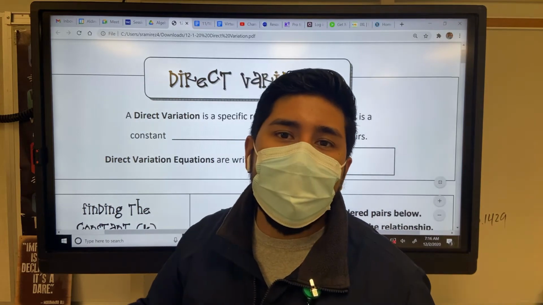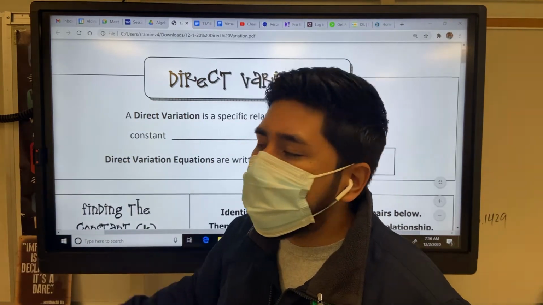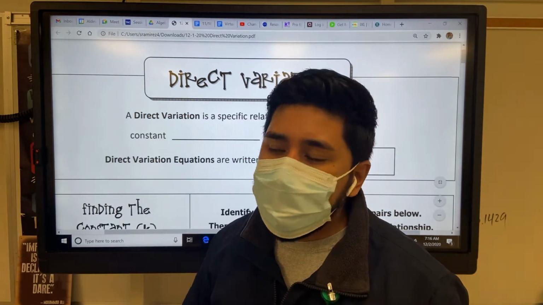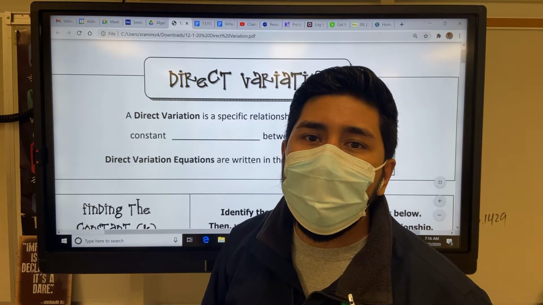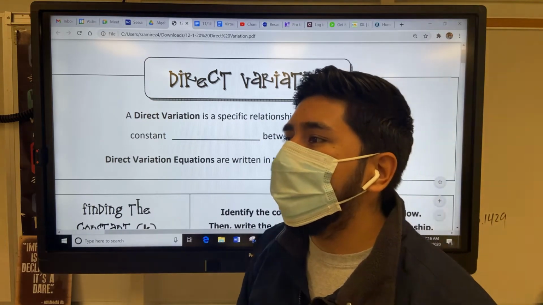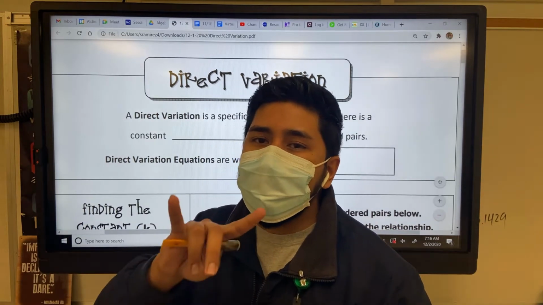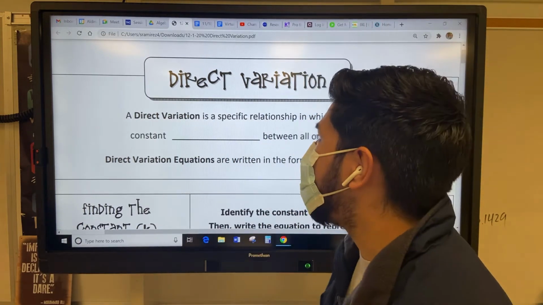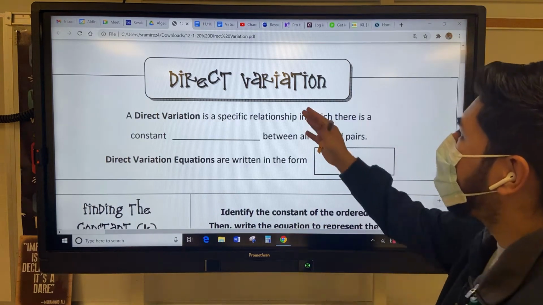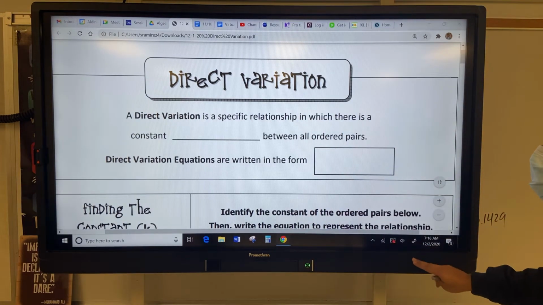Shouldn't be too bad. I'm going to go over these notes, just a couple bits, because I even gave you all the notes at the bottom. I'll show you that a little bit. And then of the questions, I'm going to show you two of them to make sure you know how to approach it. But anyways, today's topic is direct variation.